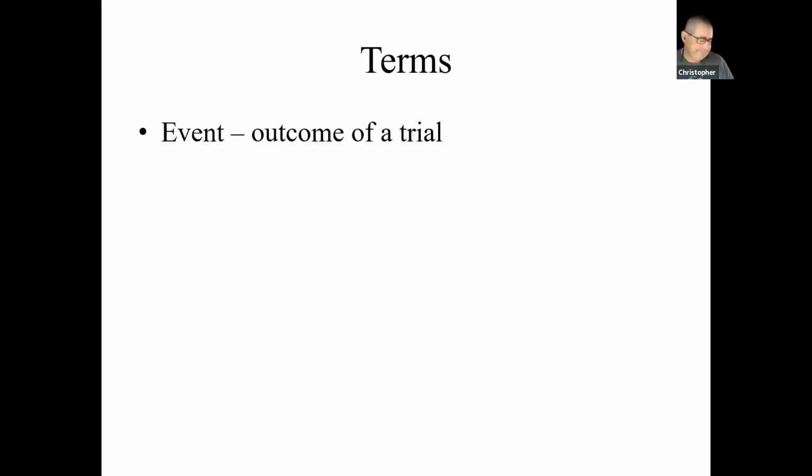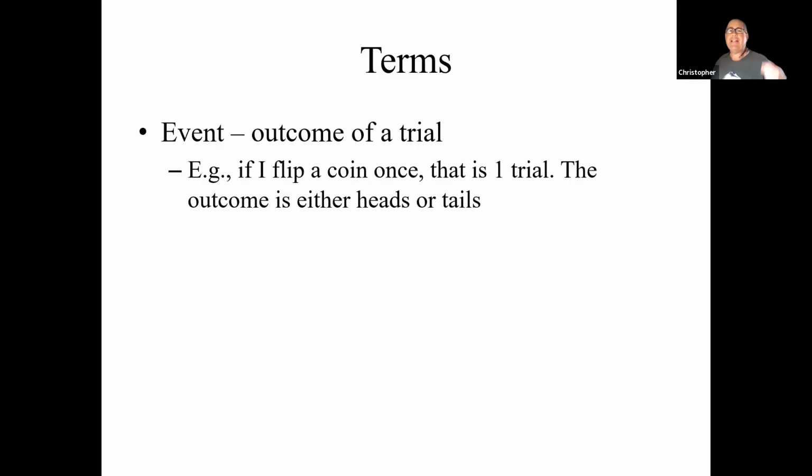So terms. You often read in probability literature about an event. And that's defined as the outcome of a trial. That's just whatever happened. Did this happen? If I flip a coin, that's one trial. The outcome of the event is either heads or tails.